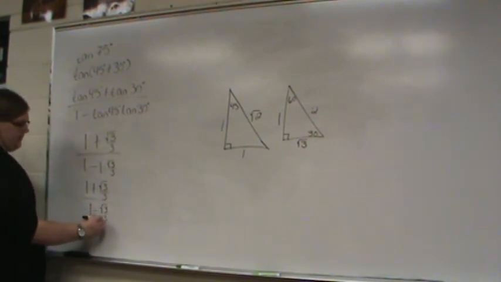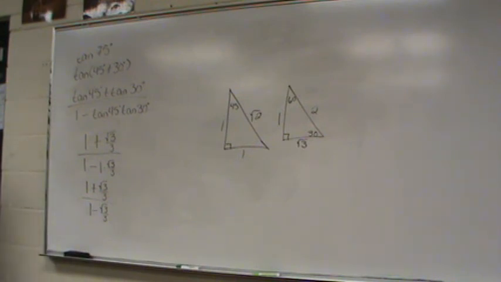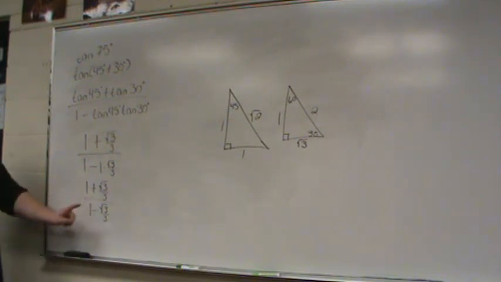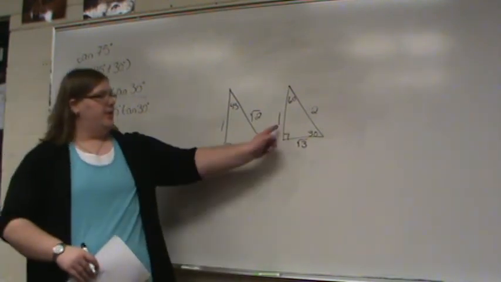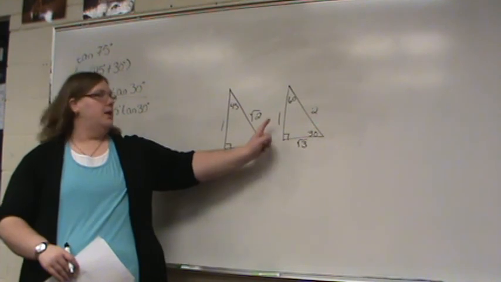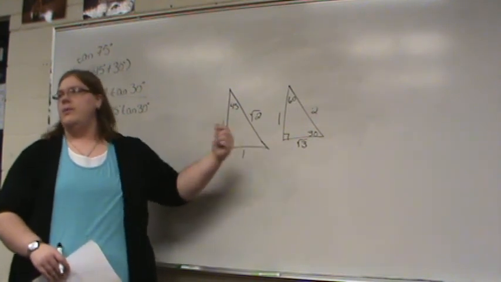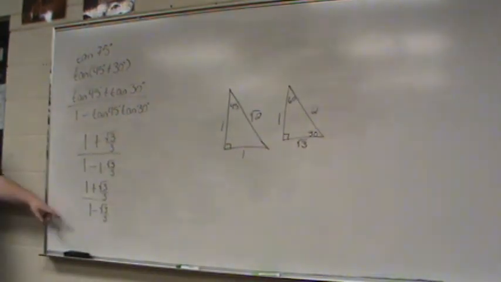Are you asking where the root 3 over 3 came from? Normally the tangent would be opposite over adjacent, so that'd be 1 over root 3. And then we rationalized it to get the root 3 over 3.